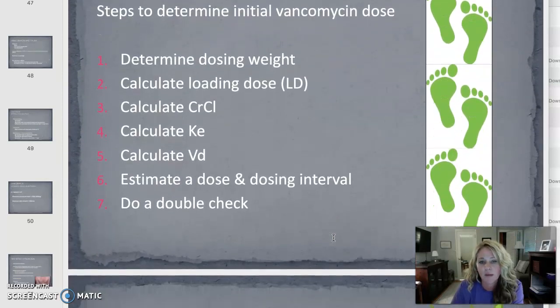So how do we dose vancomycin? We do it the same way we did aminoglycosides. It's just a whole lot easier. So you need to know the dosing weight. The dosing weight will determine the loading dose.